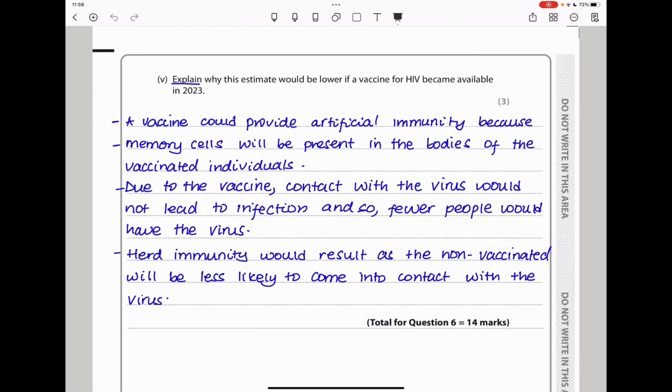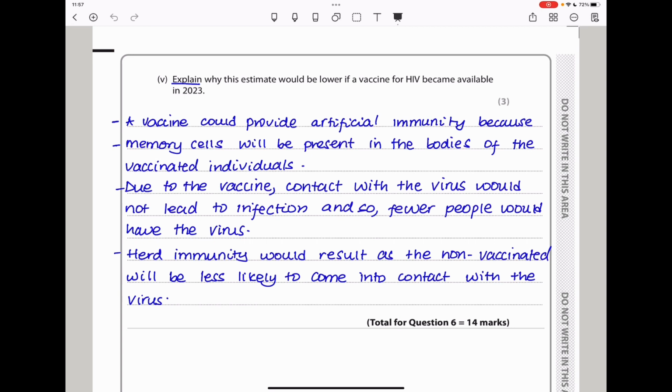Let's move on. Here they say explain why this estimate would be lower if a vaccine for HIV became available in 2023. If a vaccine is available, it means people are going to be vaccinated and artificial immunity is going to occur. Memory cells will be created within their bodies, so the vaccinated people will have protection, and in case they come into contact with the HIV virus, the infection would not be able to get them, or the body will be immune to fight off the infection, and the virus will not be able to survive in their bodies.